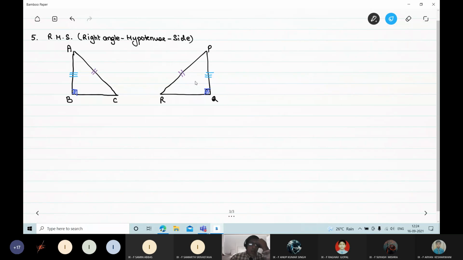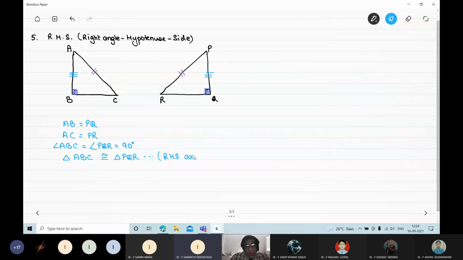Any other side is equal, then we say that the two triangles are congruent. So in this case, if AB is equal to PQ, AC is equal to PR, which is the hypotenuse, and angle ABC is equal to angle PQR, and this should be 90 degrees always, then we say that triangle ABC will be congruent to triangle PQR. Is this criteria clear, children? Yes, sir.